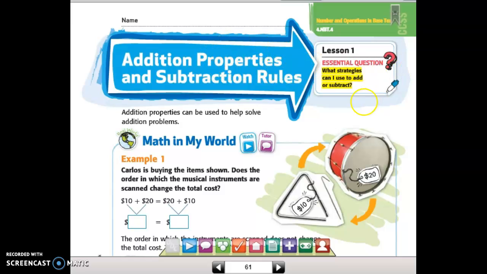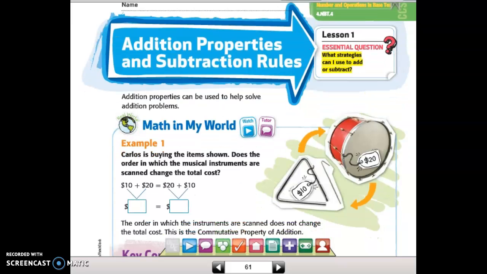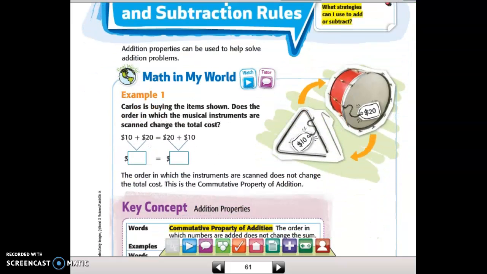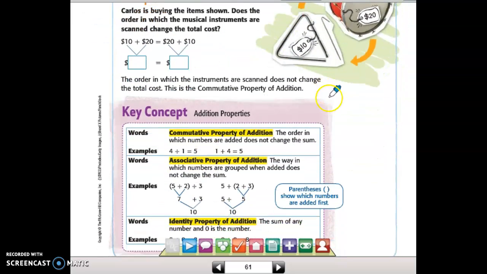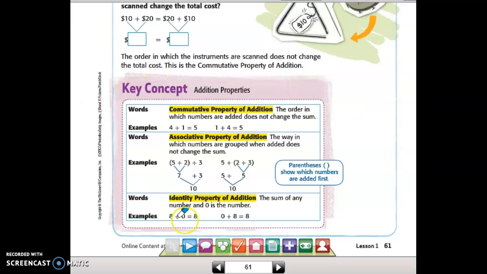So bookmark this page, put a post-it note at the top. These concepts are going to be consistent throughout our lessons. Addition properties can be used to help solve addition problems. So before we start the problem, I want to go down and mark this purple box. Purple boxes are concepts that are going to be very useful throughout the year and often referred back to. So here are the three properties we're going to talk about with this lesson.